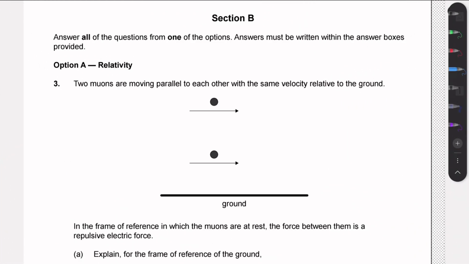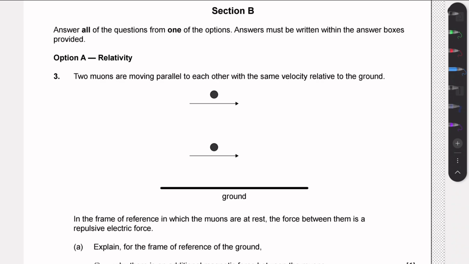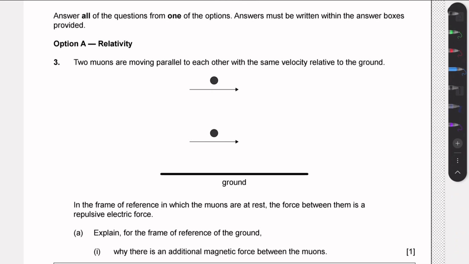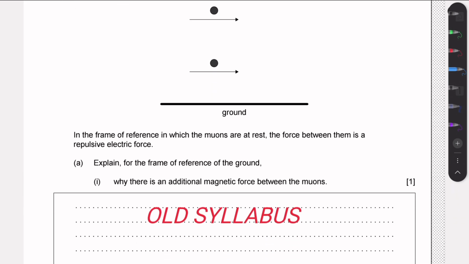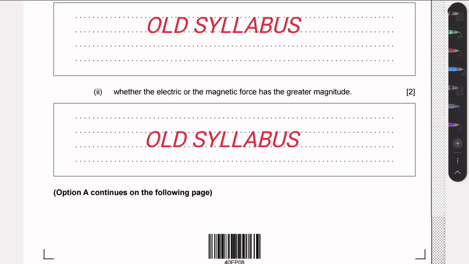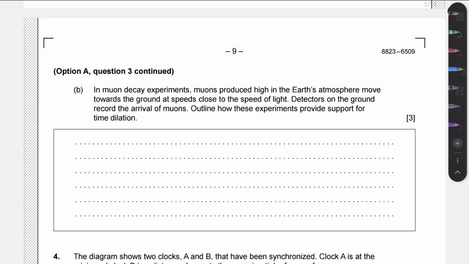So now we're going to go through the November 23 paper 3, and within that the relativity questions that are also applicable to the current 2025 syllabus. In this question 3, the first relativity question in this paper, we have muons traveling parallel to each other. The first couple of questions are not part of the syllabus anymore, so we will just skip over that.